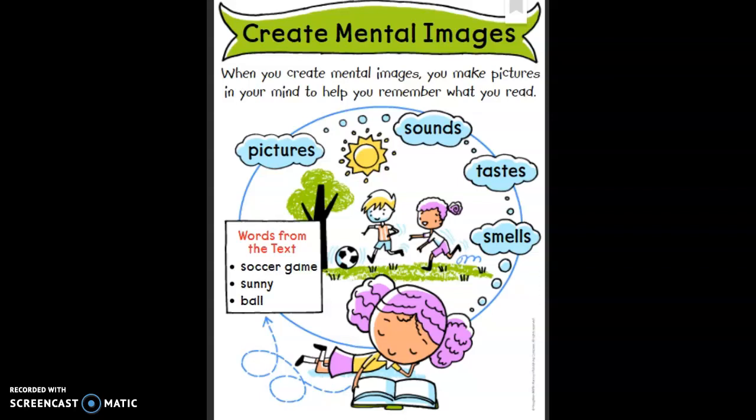us form mental images. As you read a text with describing words, pause and ask yourself, what do I see, hear, taste, and smell? Then use those details to make pictures in your mind. Let's practice creating mental images as we read poems in the text called At Home in the Wild.